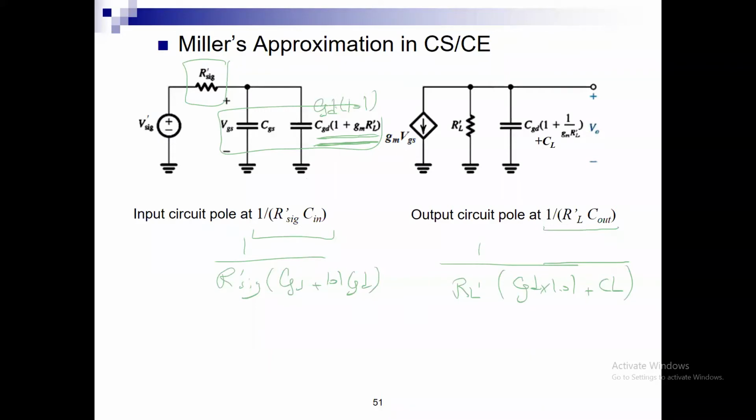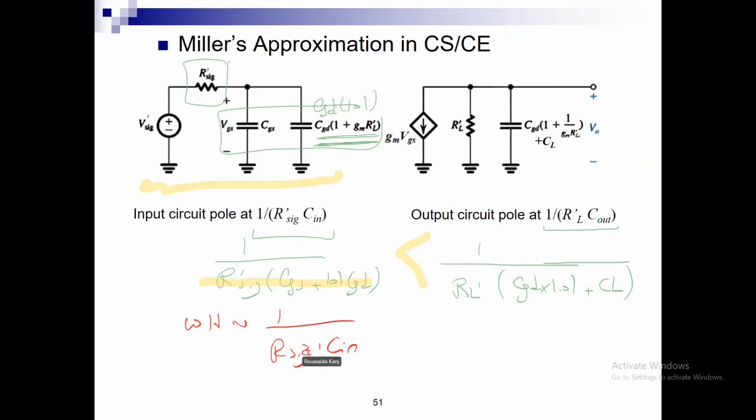Which one do we expect to be the smaller frequency? The input pole, because it has times 101. Right? So we expect this to be smaller than this one. So, if I assume that this is the dominant pole, then I can state that omega h is approximately 1 over R sig prime Cn.